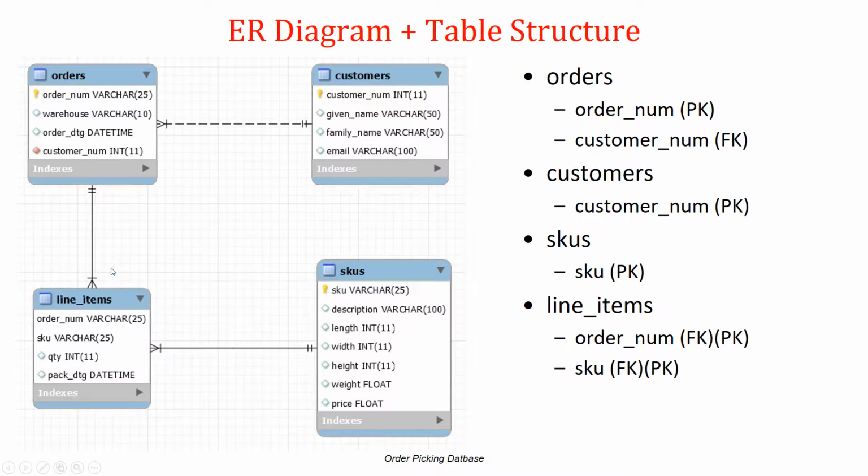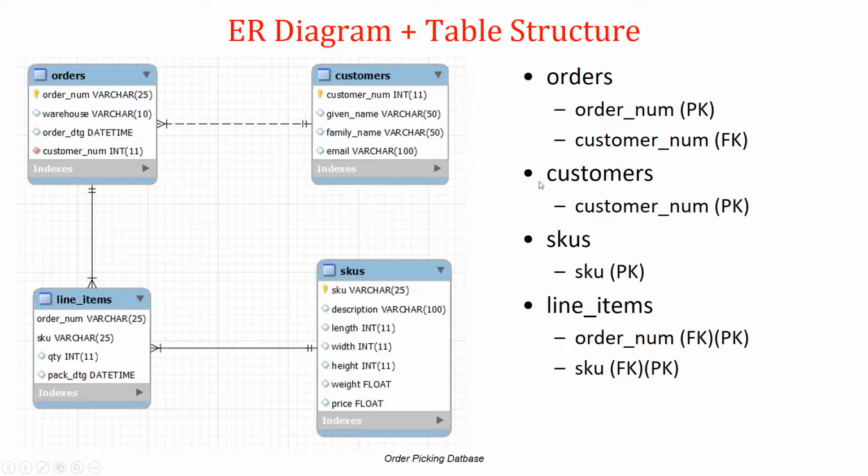The line items, which connects the orders and the SKUs, has two foreign keys. The foreign keys are the order num from the order table and the SKU from the SKU table, and so that provides the connection. And then we have the quantity picked and the pack date, the date that the item was packed into the order. And so that corresponds to, if you go back to our process for converting an ER diagram to a table structure, what I have shown here is just the key structure.